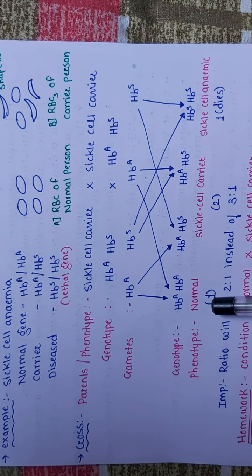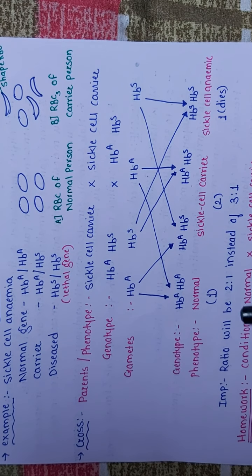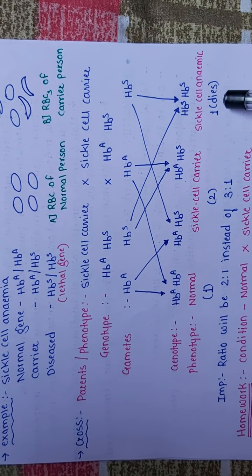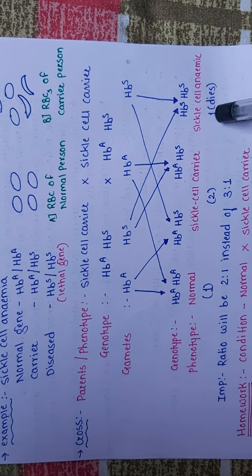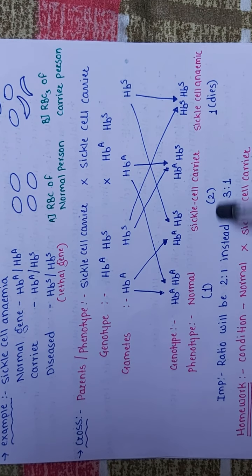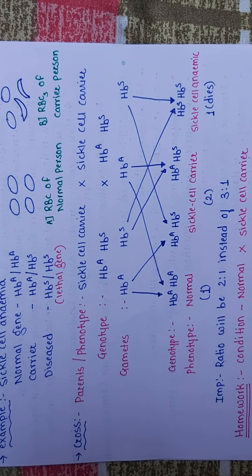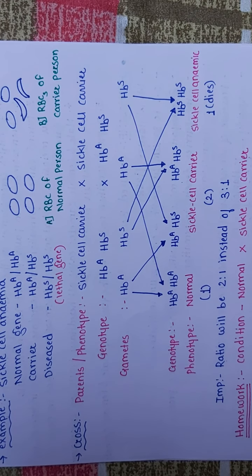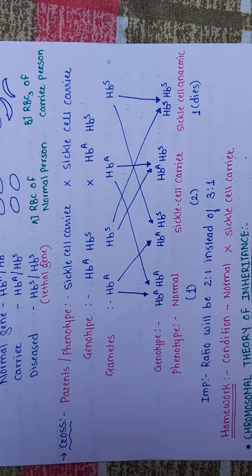So the ratio is what? 1:2:1. The important ratio will be 2:1 instead of 3:1, because this one will die, so we do not include it. So the ratio is 2:1 instead of 3:1. This is pleiotropism, which explains the intergenic interaction.